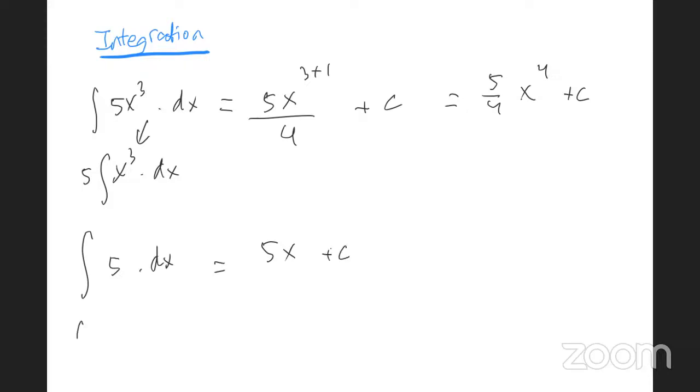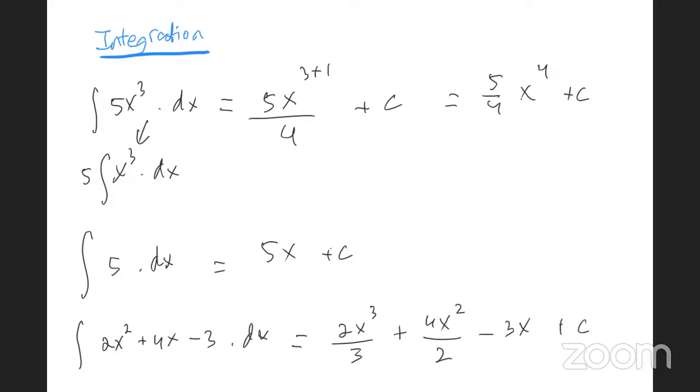Okay? If we are to integrate something like this, 2x squared plus 4x minus 3 dx, we treat them individually. We integrate each one individually, right? So we integrate 2x squared first. We add 1 to the power. We'll get 3. Divide by that new power, which is 3. Plus 4x, add 1 to the power. You'll get 2. Divide by that new power, which is 2. Minus the integral of 3 is 3x. And then you add your plus c.